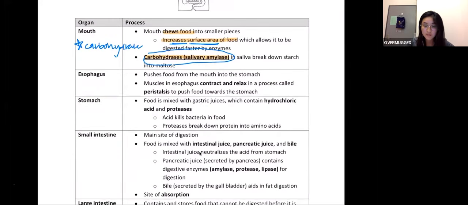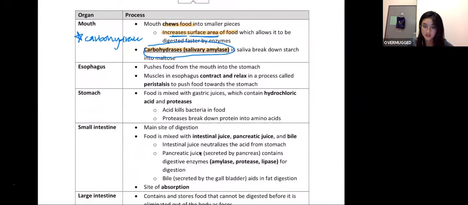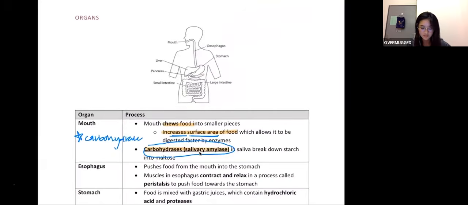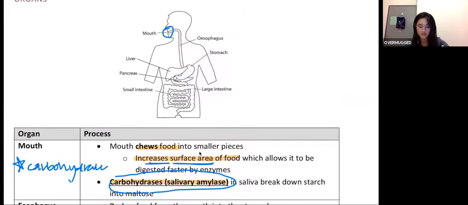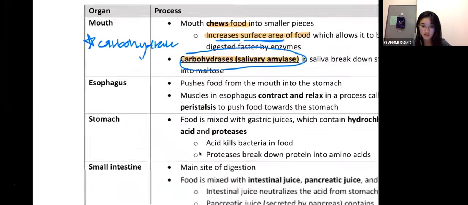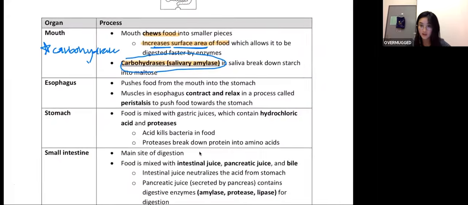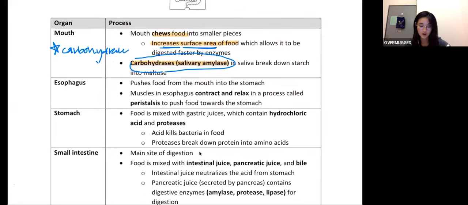Now, the second organ is your esophagus. It is just a long tube that connects your mouth to your stomach. You see this tube over here? This tube is your esophagus. You spell it OE or E, doesn't matter. It's just one is British English, one is American English. So esophagus. What is one key process that happens here? Something called peristalsis. It's just the contraction and relaxation of your muscles in the esophagus.